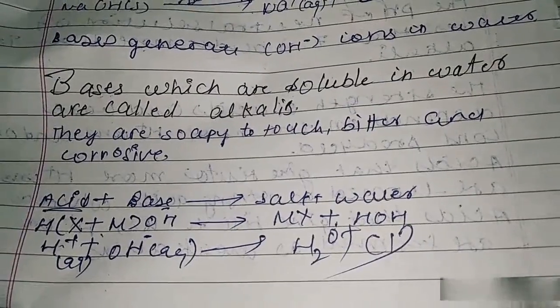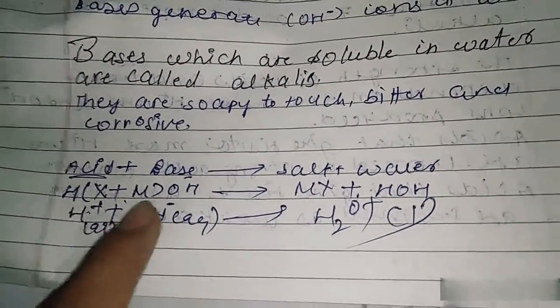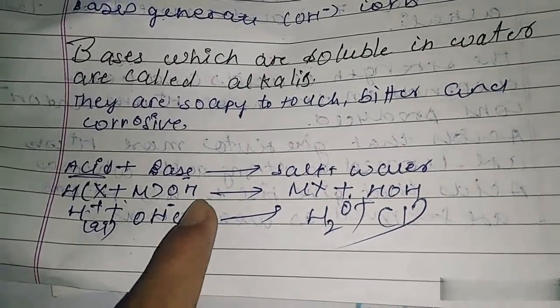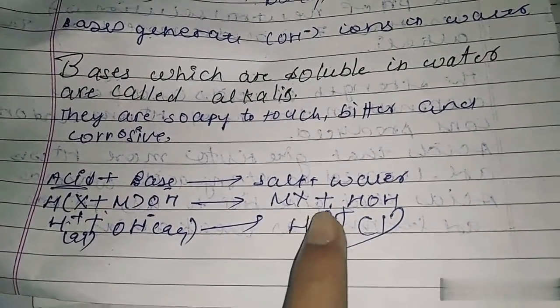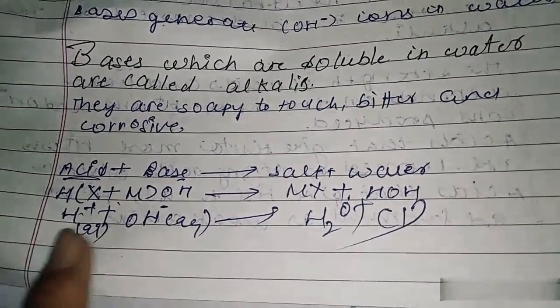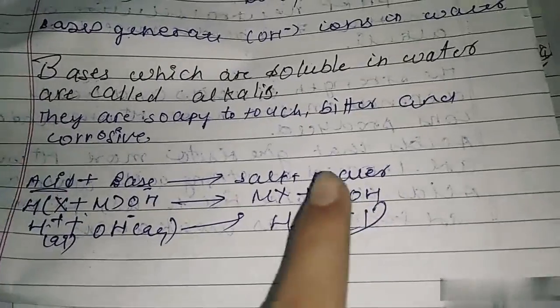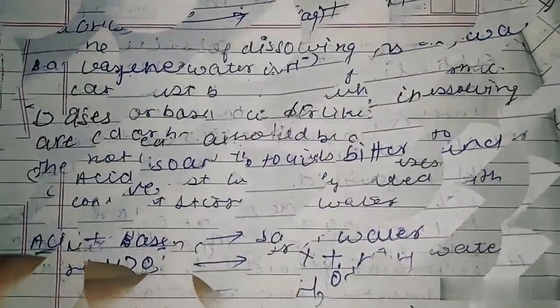Acid plus base is equal to salt plus water. Okay? So HX plus MOH is equal to MX plus HOH. ठीक है? So H+ plus OH- is equal to H2O. Okay friends, so let's now move ahead.